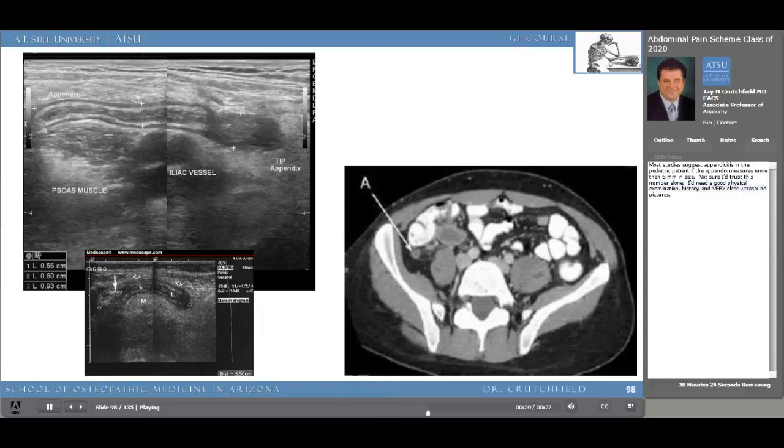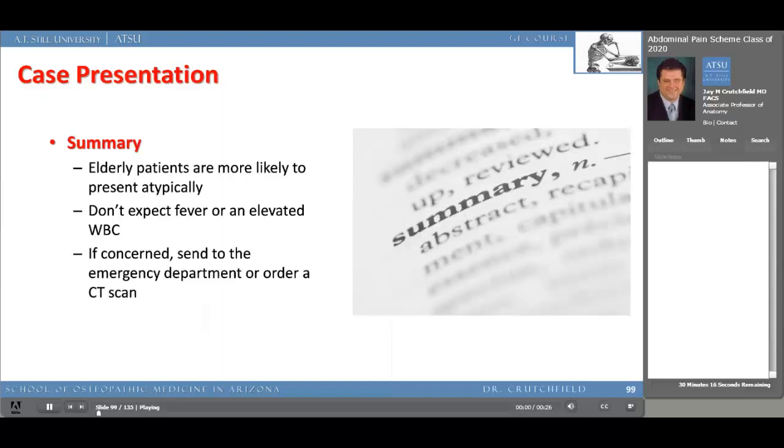On our laboratory tests, we sent off a CBC, a comprehensive metabolic panel, an amylase and a lipase to look for underlying pancreatitis, and a urinalysis, and all returned as normal. The abdominal films didn't tell us anything. She was started on IV fluids, given some pain medication and Zosyn, an antibiotic, for an elevated temperature of about 100.9, a little less than when she was admitted.